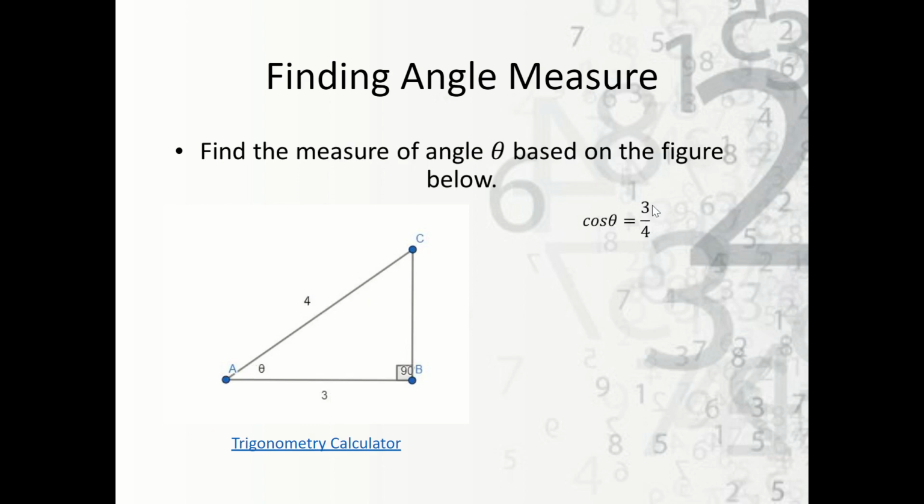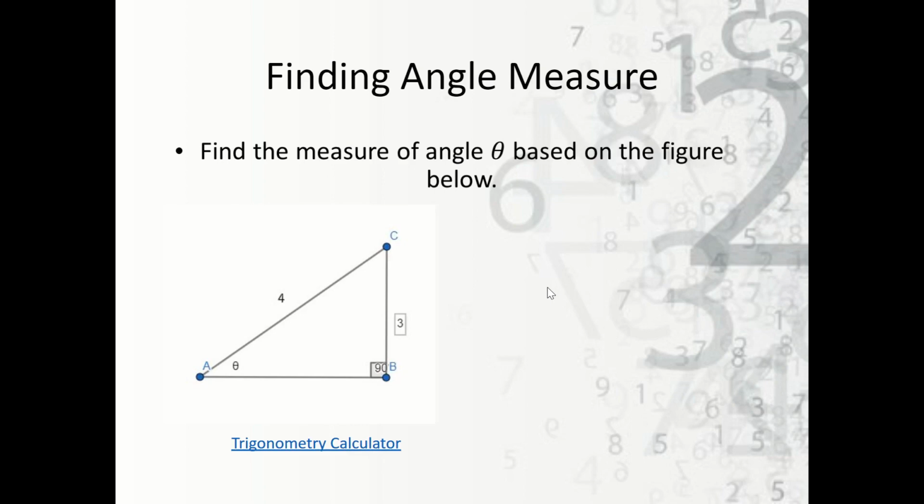Now, we can't solve for theta necessarily, so we need to go ahead and use our inverse cosine. So we're going to change this to say inverse cosine of 3/4 is equal to theta. Now we can just plug this part into our calculator. So we're going to enter inverse cosine of 3/4 into our calculator. There's a link here that takes you to the calculator. And when we enter that in, we should see that it's 41.41 degrees.